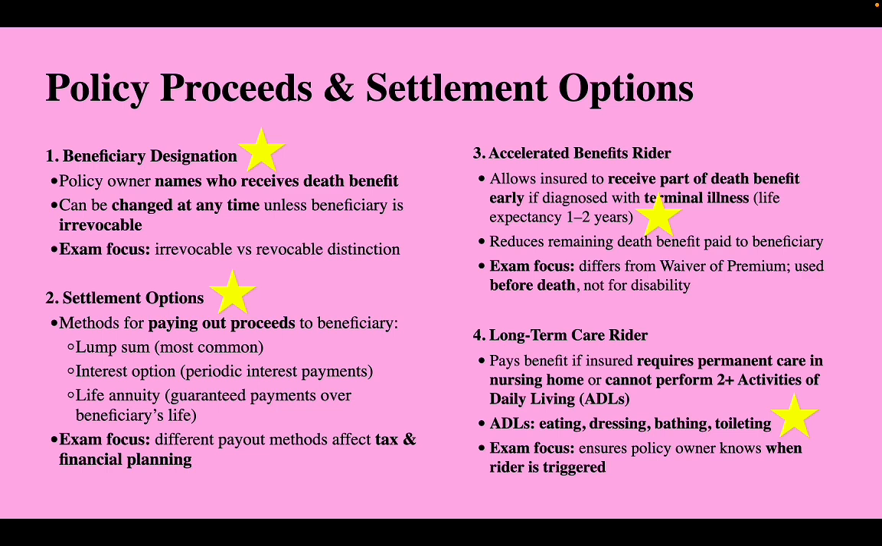Slide 5, Beneficiaries and Settlement Options. Beneficiaries can be named or changed unless they are irrevocable, in which case the owner cannot make changes without consent. Settlement options define how proceeds are paid, whether as a lump sum, interest option, or life annuity. Some policies include accelerated benefits riders that allow the insured to receive part of the death benefit early if diagnosed with a terminal illness. Similarly, long-term care riders provide coverage if the insured needs nursing home care or assistance with multiple activities of daily living.